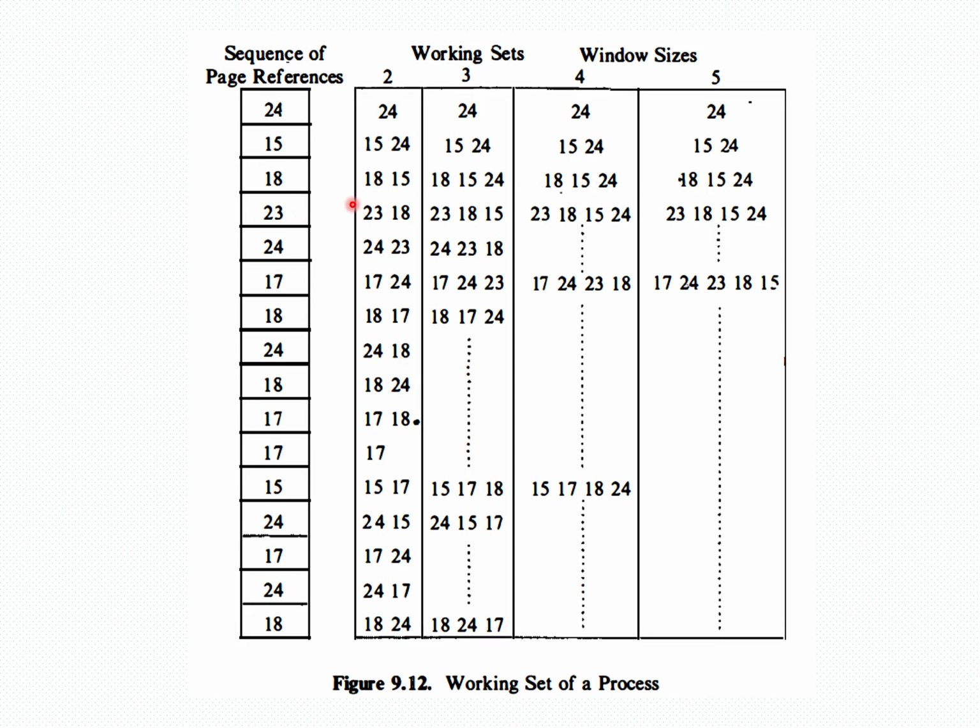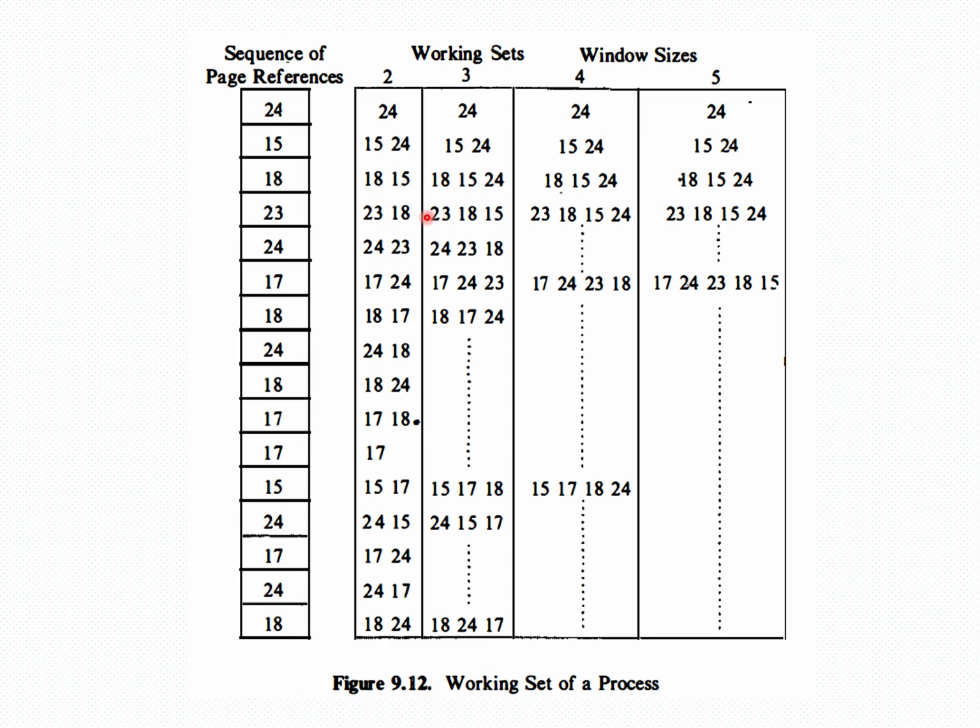So 23, once again we are checking here in the working set if it is available or not. It is not available, so the least recently used algorithm is used to swap out the page. So 15 is the page which is least recently used, and 18 is the page which is recently used. So 15 is swapped out and 23 is loaded.